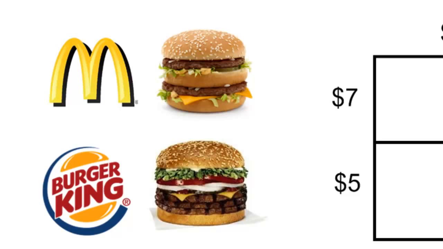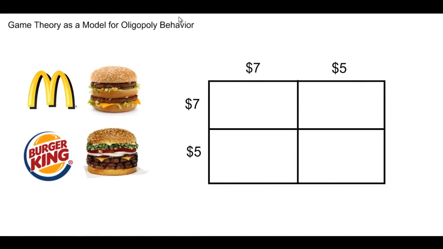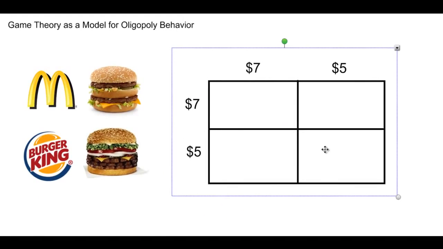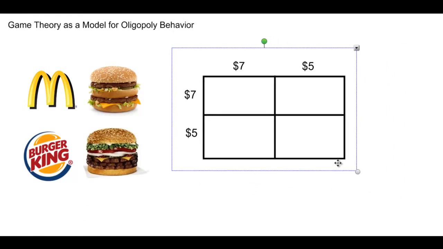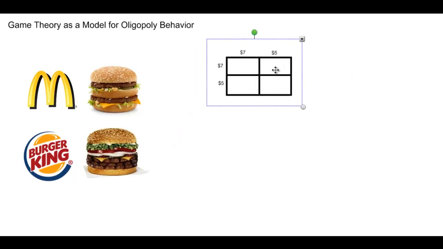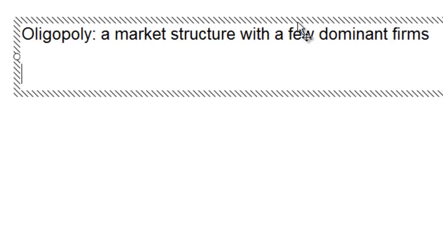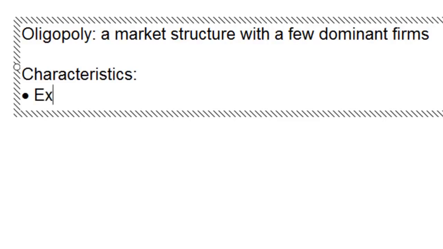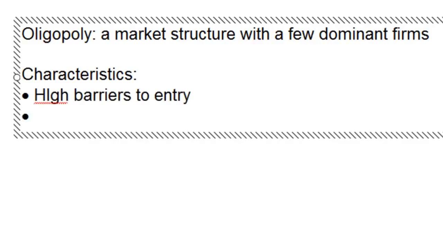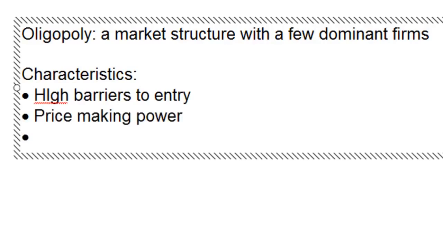Before we get into our game theory analysis, let's begin with a definition of oligopoly and an identification of some of the characteristics of an oligopolistic market. An oligopoly is a market structure with a few dominant firms. Some of the characteristics of oligopolistic markets include the existence of high barriers to entry, the fact that firms have price-making power, the fact that firms are interdependent on each other.